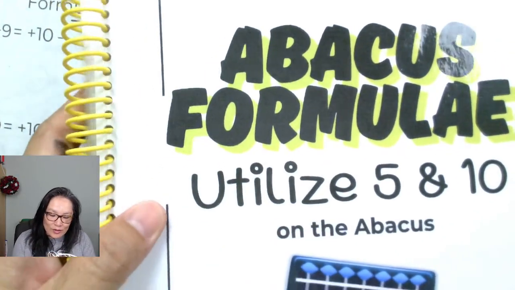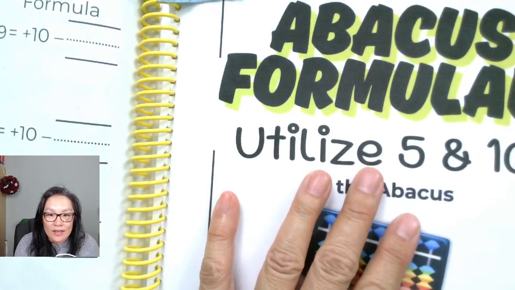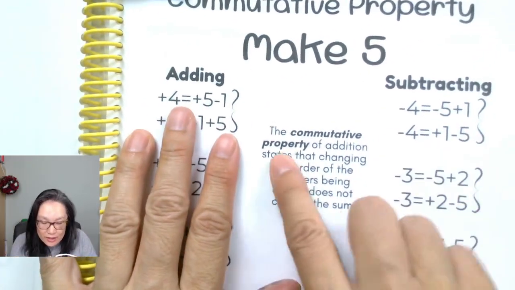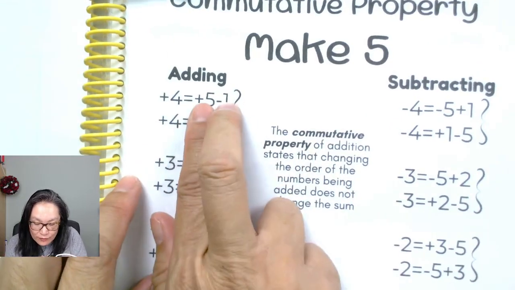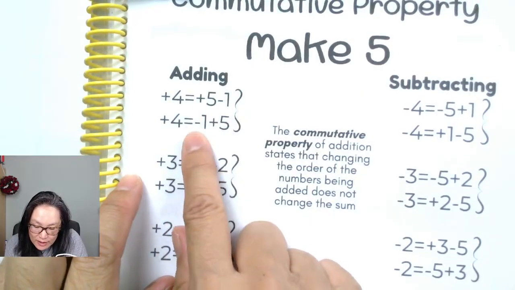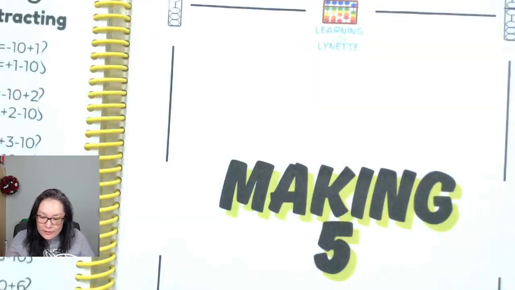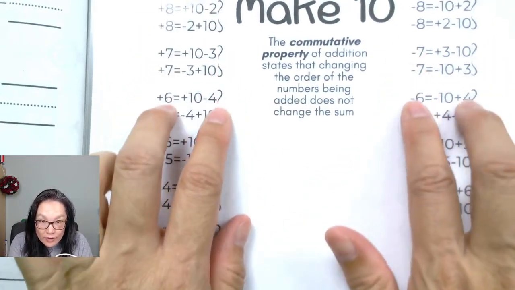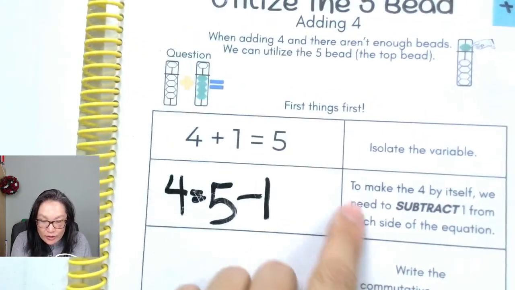So this is my Abacus formula. This is utilizing all of the 5s and the 10s. When I look at it, I have my adding, this is making the 5. And I have a definition here. It says commutative property, which means that you can flip it. You can go plus the 5 or minus the 5. Plus the 5 minus the 1 or minus the 1 plus the 5. And then there's a subtraction, and then there's pairs. And then there is the other side, which is the 10s. The 10s is the same way, and it follows the same path.